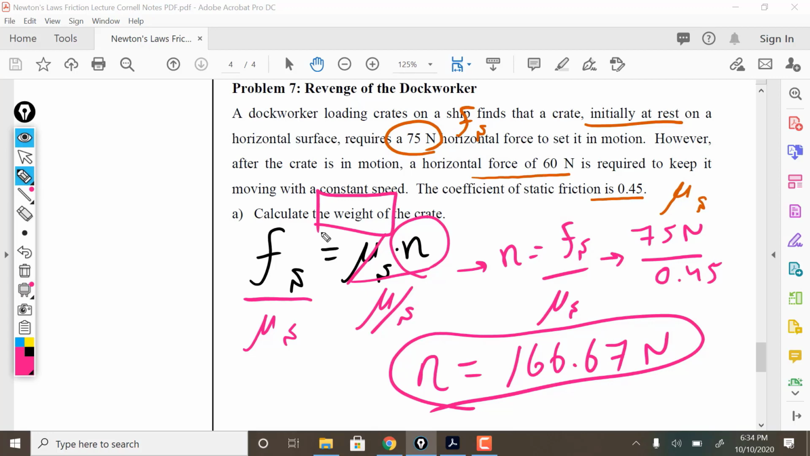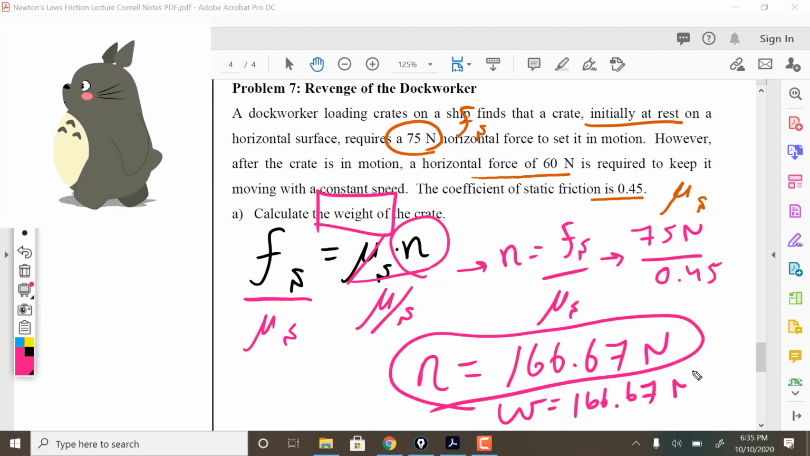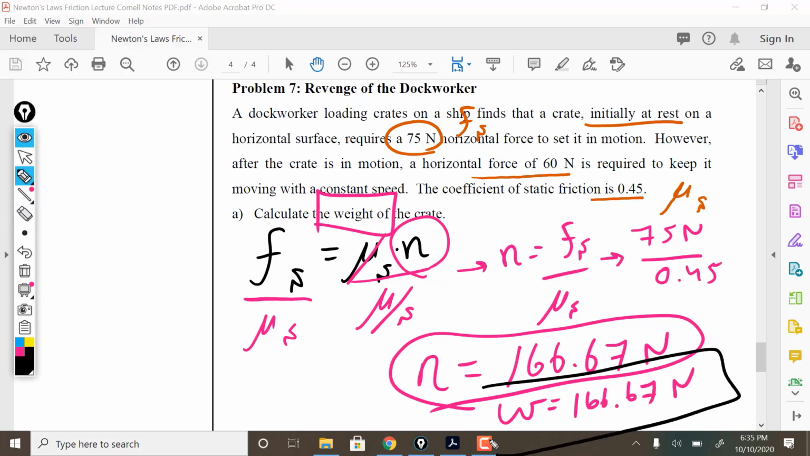Well, you would recall from the previous problems that we're going to make the claim that as long as an object is sitting flat on a surface, according to Newton's first law, the normal force would be identical to the weight. So if the normal force is 166.67 newtons, then therefore the weight would be 166.67 newtons. So the weight of this crate is 166.67 newtons.